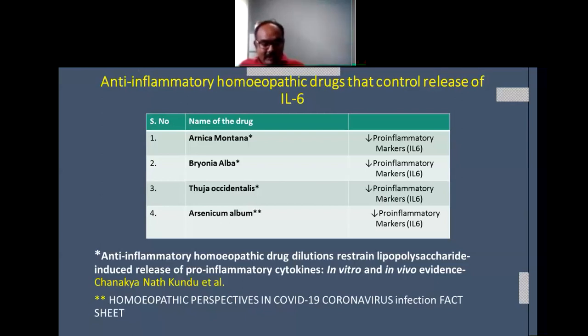I have given you the anti-inflammatory homeopathic drug dilutions, recent LPS induced pro-inflammatory cytokine study, which was published by Chanakya Nath et al. It's an extramural research. I actually picked the journal from the homeopathic website only, the CCRH journal. If you have time, please go through it, and you have more knowledge than me with respect to Arnica Montana, Bryonia, Thuja. I'm not able to pronounce them correctly. I'm sorry, because I'm very new to pronouncing these types of drugs.